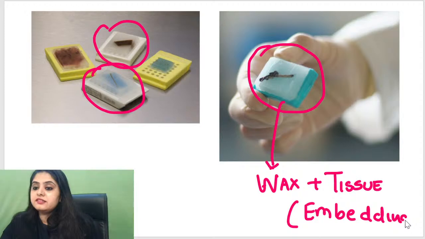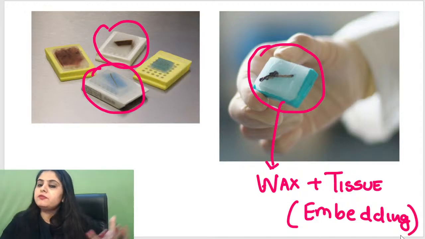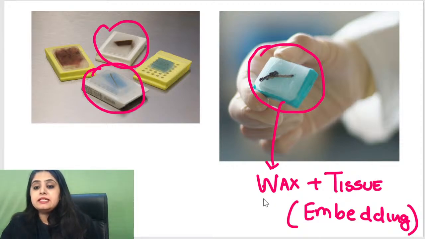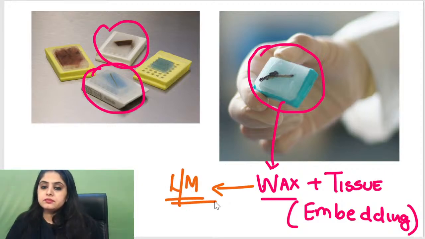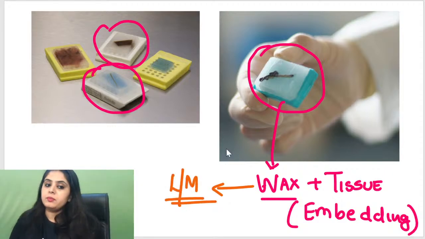Embedding in a wax. Okay. And it is embedded in wax. Will you take these up for a light microscope or an electron microscope? You've embedded it in wax. Will you take it up for light or electron? Wax embedding means light microscope. Are we okay with this?